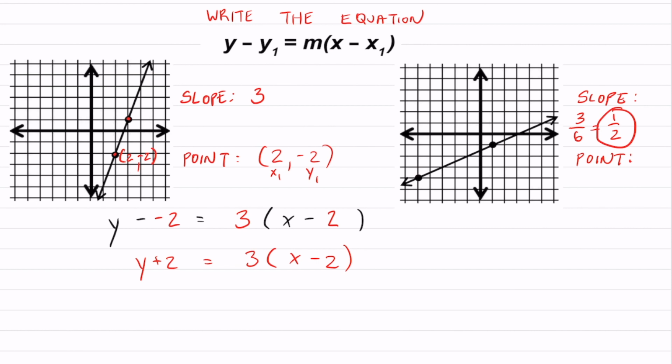The point, and I mentioned, there could be 2 answers. Just pick the easiest one. That one's the easiest one to label. That is 1, negative 1. That is my x1 and y1 number. And now all we have to do is plug it into the formula. Negative negative 1 is y plus 1. And the rest you just keep the same.